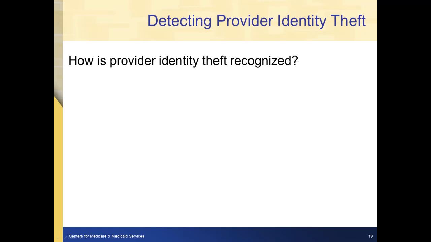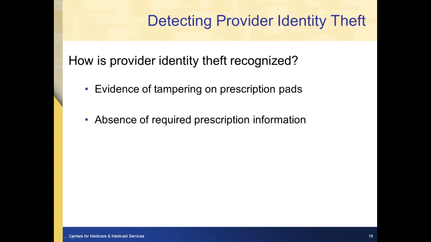This case reflects a common problem that all providers need to be aware of. Certain provider identifiers, such as NPIs, are readily accessible on the Internet. To help recognize provider identity theft, be aware of evidence of tampering on prescription forms and absence of required prescription information, especially when these signs are combined with a patient who exhibits drug-seeking behaviors.